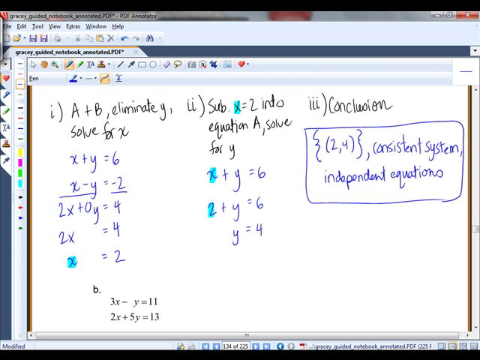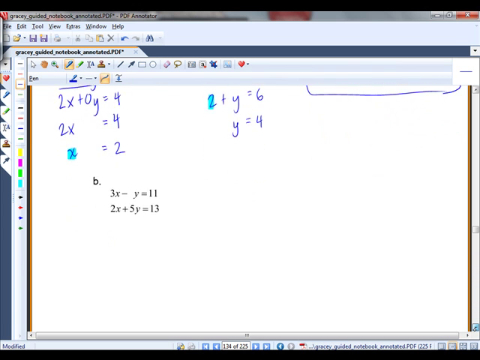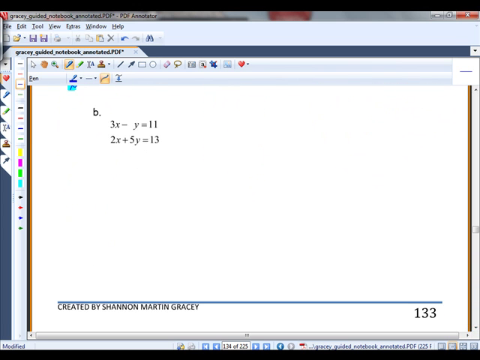Okay? Okay, so now part B is a little bit more complicated. Just a wee bit more. Because what we have is equation A and equation B, right? But none of the coefficients in front of the variables are opposites of each other, so we're going to have to adjust one or both of the two lines.